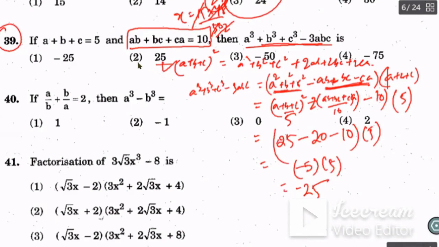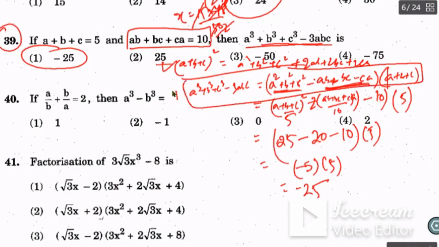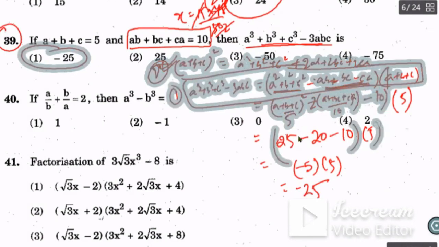So here the answer is option 1, minus 25. I hope you understand. You have to remember these two formulas, first this one and second this one. Okay, so we'll check the next question, that is the last question for this part, and this is a very easy question.